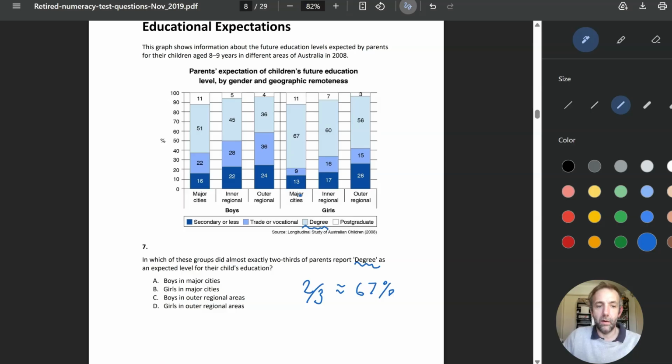So is this one here where it says major cities, but we want to look to see whether it's boys and girls as well. So we're just going to check the bit at the bottom. So this is the boys in the major cities was 51%, but the girls in the major cities is the 67% there. 2/3, just to be precise, is 66.666 recurring, but it does say almost exactly 2/3. So we don't have to be overly precise there. We can just say to the nearest percentage, it's 67%. And that's clearly that part here.